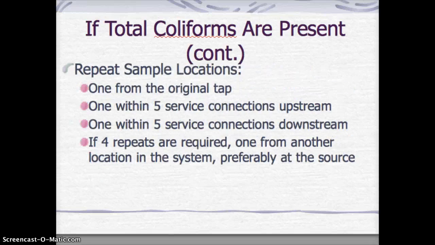Now the repeat sample locations: there needs to be one from the original tap where the positive sample was, and then you need to do one within the 5 upstream connections and one within the 5 downstream connections. And if 4 repeats are required, you need to take one from another location in the system, preferably at the source water coming into the system.